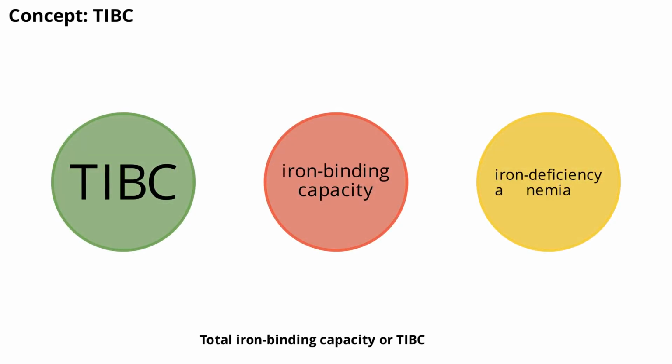Total iron binding capacity, or TIBC, is a laboratory measurement of the blood's ability to bind iron with transferrin. TIBC increases in iron deficiency anemia as the body produces more transferrin to capture any available iron. This test is essential for differentiating iron deficiency anemia from other causes of low hemoglobin.